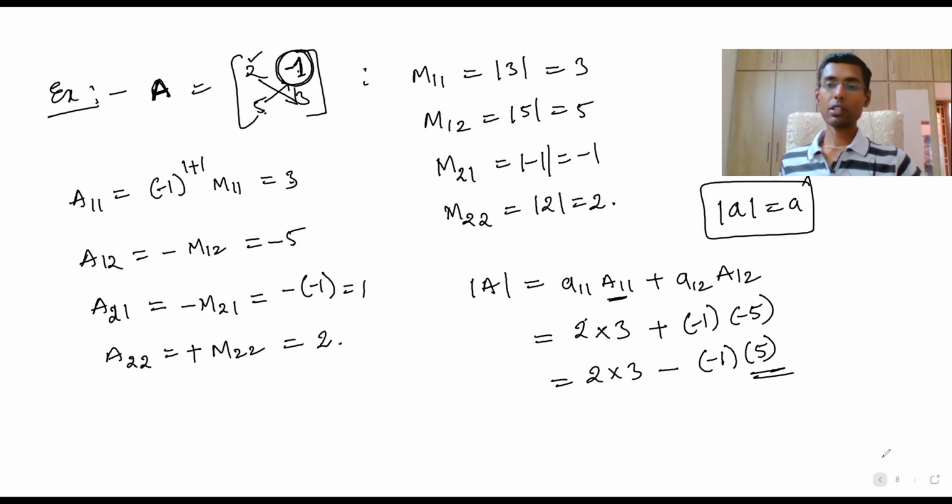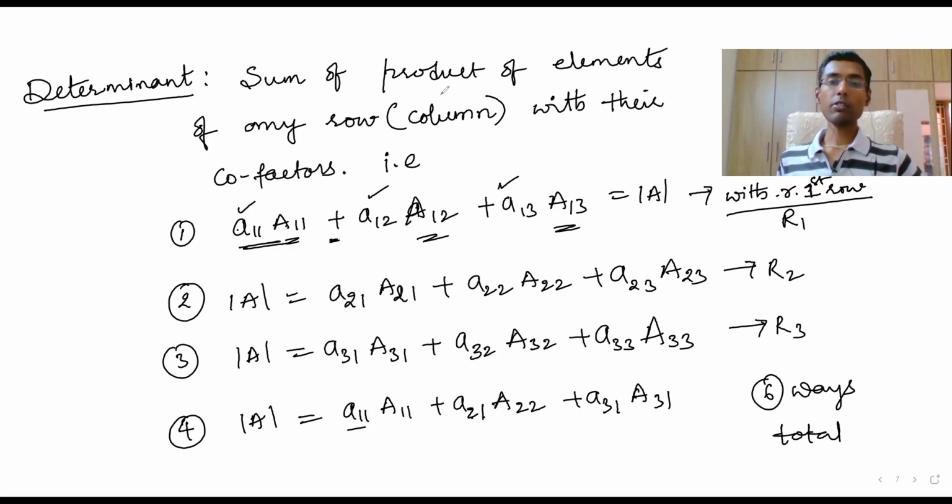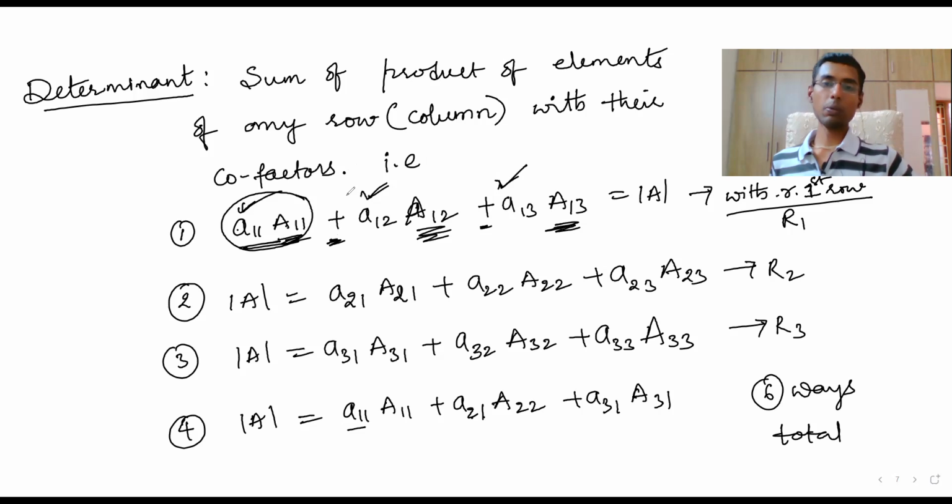The determinant definition is this: the sum of the products of elements of any row or any column with their corresponding cofactors. We are taking the first row, multiplying the first row elements with their cofactors, and then adding. So the sum of the products of elements of any row or any column with their corresponding cofactors is the determinant.